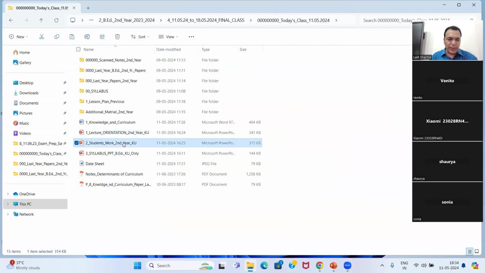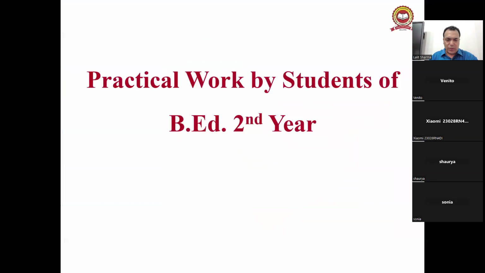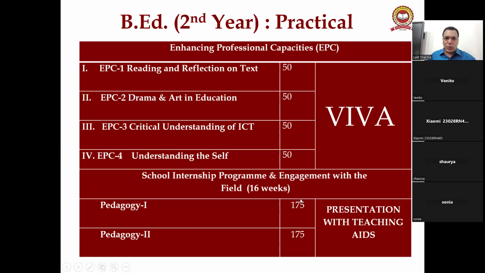And the second PPT, I'm going to open. So this is the work of the student, okay? I have made the second PPT for your easiness, so that you should know what you have to do in your second year. You have already understood. One is the theory part, one is the practical part. In the theory part, you have to give four papers, right? And in the practical part, you have to give 6 papers, right? So basically, this is your part, guys.